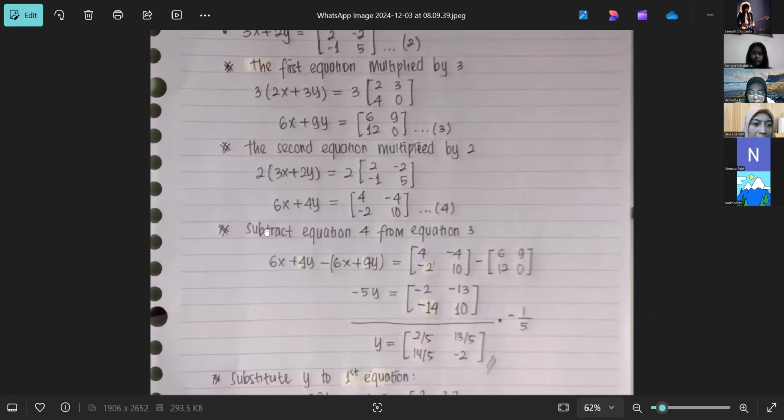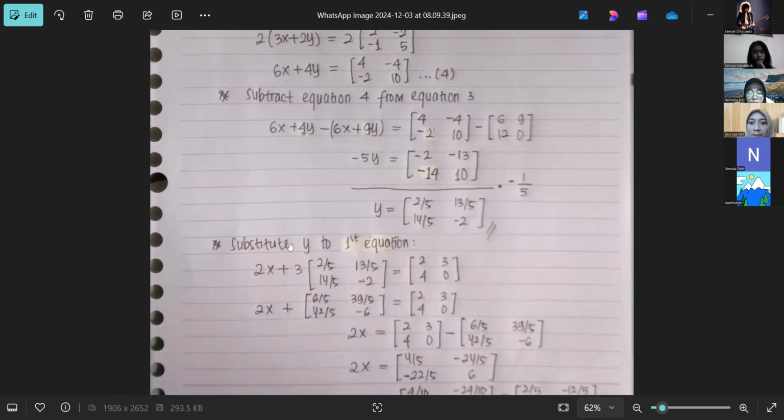For the next, I subtract equation 4 from equation 3 because of 6x and then negative 6x. 6x is gone. And then the value is negative 5y is equal to matrix negative 2, negative 13, negative 14, and then 10. To get the value of y, we multiplied all of the segments by negative 1 over 5, then the value of y is equal to matrix 2 over 5, 13 over 5, 14 over 5, and then negative 2.